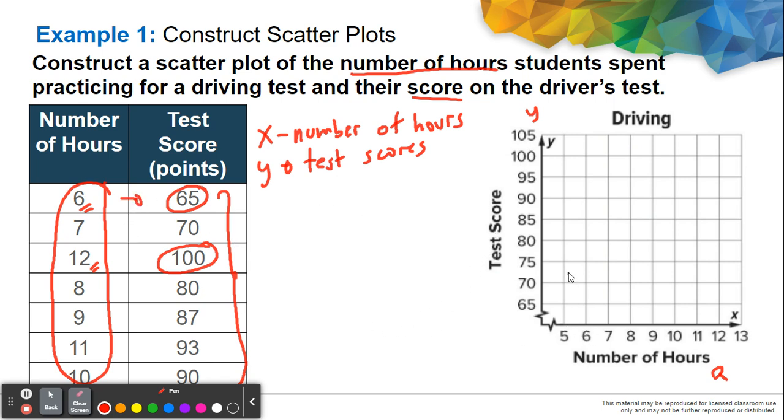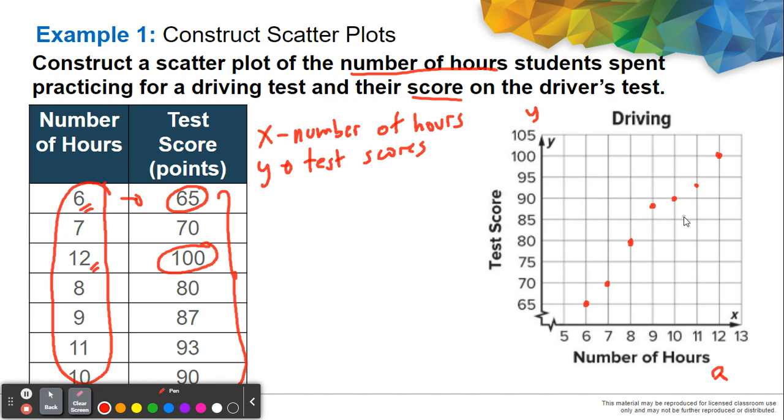So we have 6 and 65 for 6 hours, 65 points. For 7, 70. For 12, we have 100 points. Okay, 8 and 80. 9 and 87. So we don't have an 87 here, but you know it's between 85 and 90. So you can estimate the location of your point. So we have 11 and 93. So it's in between here in the middle. And then we have 10 and 90. So there you have it. That is a scatter plot for this data.